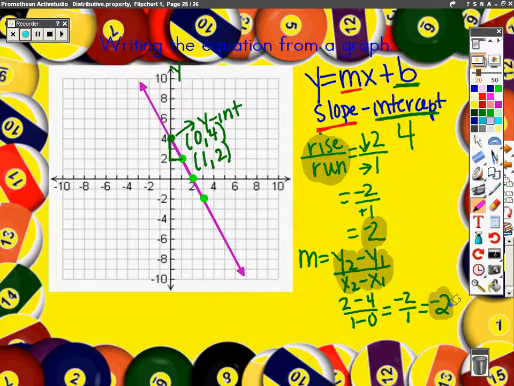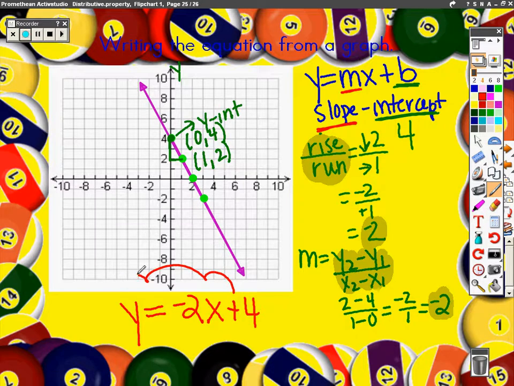However, I still have to write that equation that we were originally looking for. So y equals, what's my slope? Negative 2. x, and what's my y-intercept? Plus 4. And there's your equation.